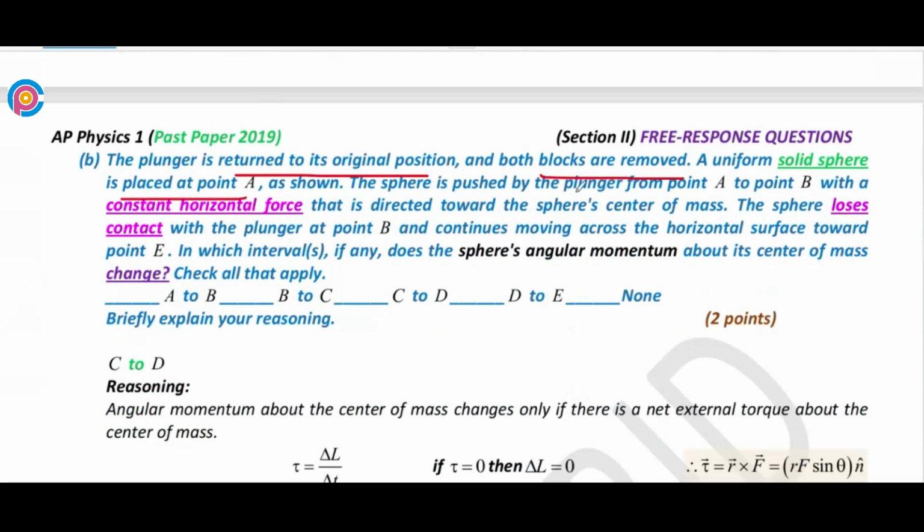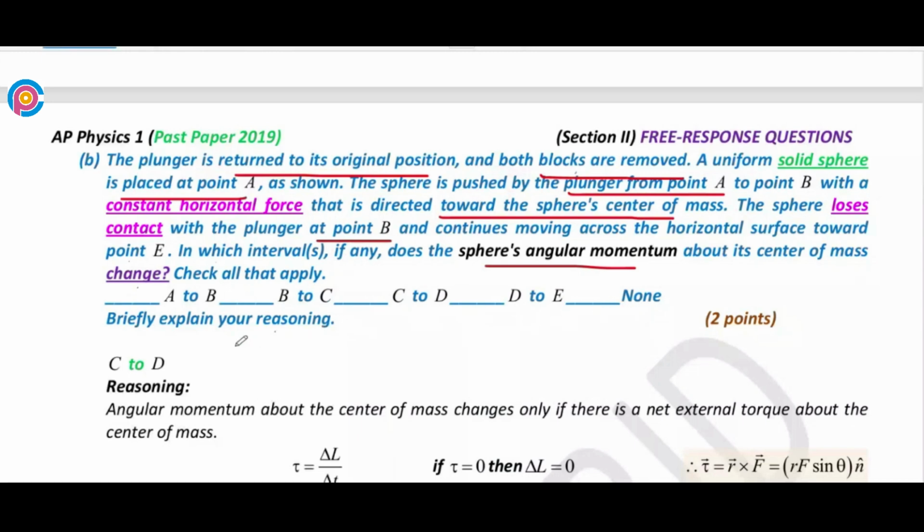The sphere pushes the plunger from point A to B with a constant horizontal force directed toward the sphere's center of mass. The sphere loses contact with the plunger at point B, same as the previous situation, but now instead of a block there is a sphere. It continues moving across the surface toward E. In which interval does the angular momentum about the center of mass change? Check all that apply: A to B, B to C, C to D, D to E, and none.